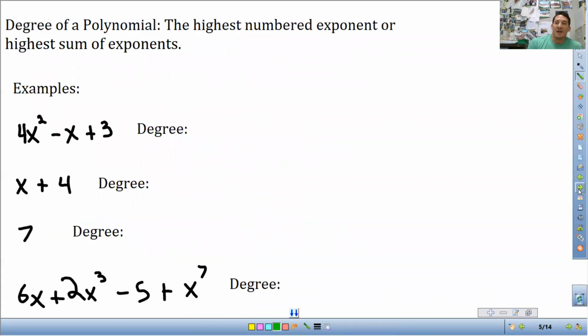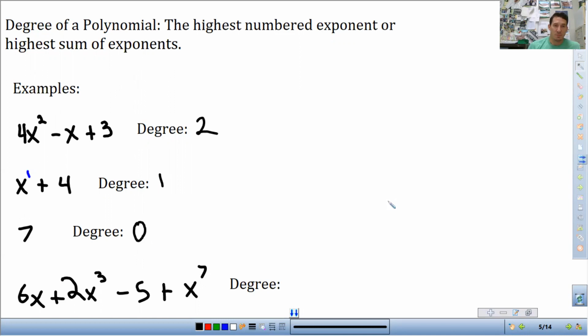Moving on, so the degree of a polynomial, we'll be looking at the degree. What you're looking at is the highest numbered exponent or the highest sum of exponents. So this one real simple. Look, the highest exponent is 2. So this has a degree of 2. When you're here, x, there's no exponent on there, but when it's a variable, it actually has an exponent of 1. So this has a degree of 1. No exponent means there's no variable here, that means there's no exponent. So this has a degree of 0.